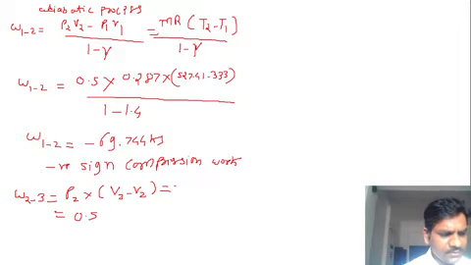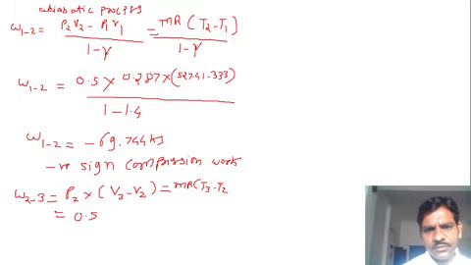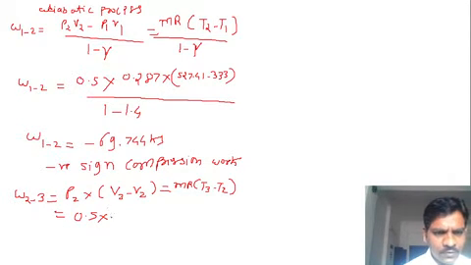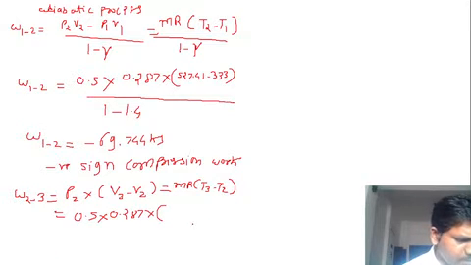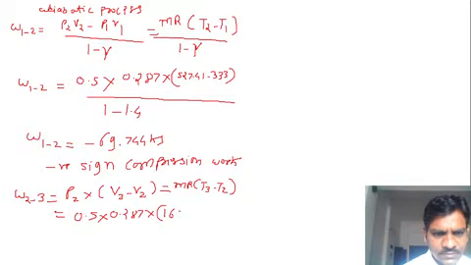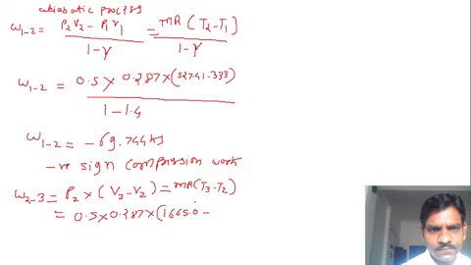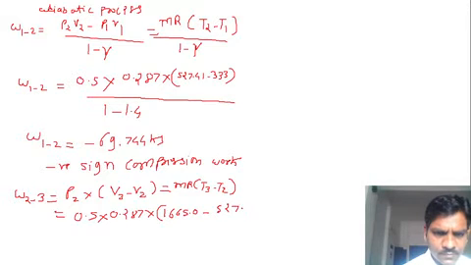P2 V2 means MR T3 minus T2. So 0.5 multiplied by R. What is the value of R? It is 0.287 into T3 minus T2. T3 is how much? It is 1665.0 minus T2, how much? It is 527.41. So how much work done we got, boys?